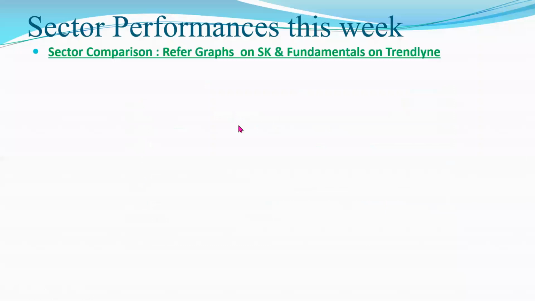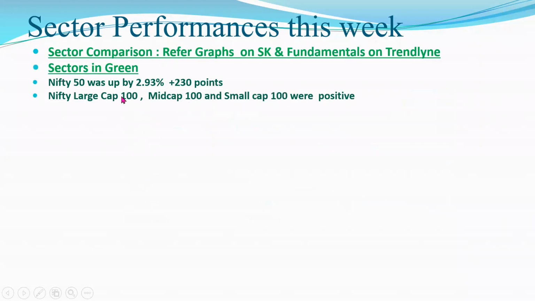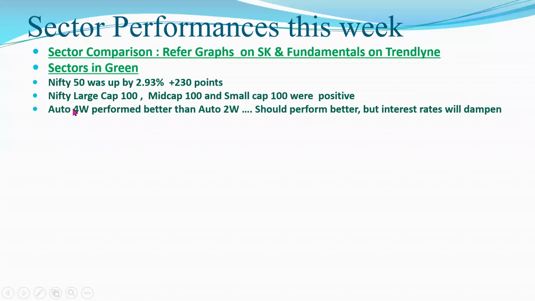Sector-wise performance this week. Nifty 50 was up by 2.93%. Large caps, mid caps, and small caps were slightly positive. This week we are talking about. In auto, four-wheelers and commercial vehicles performed much better compared to two-wheelers. Slowly and steadily, the auto index is moving upwards, but the interest rate increase will actually dampen the sector performance.